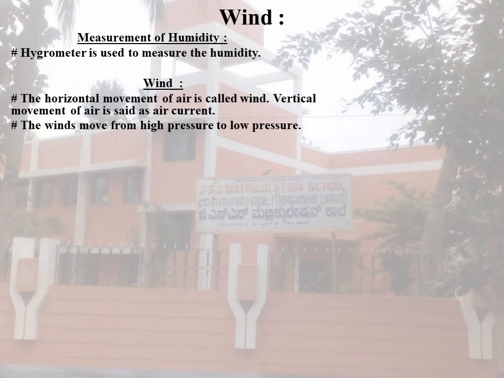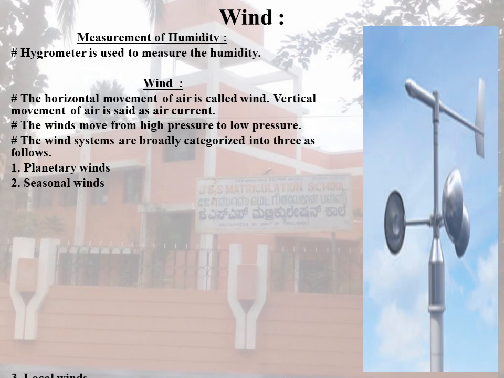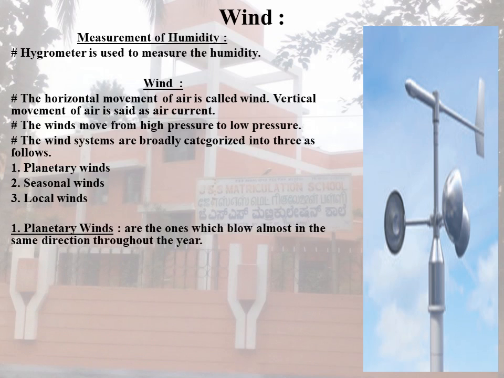from which they blow. For example, wind that blows from the southwest is called southwest wind. The wind systems are broadly categorized into three: planetary winds, seasonal winds, and local winds. First, planetary winds are the ones which blow almost in the same direction throughout the year. That's why we call them planetary winds, or permanent winds.